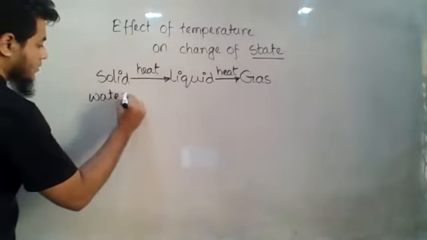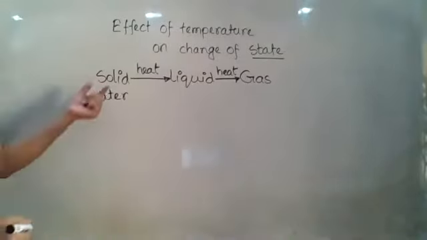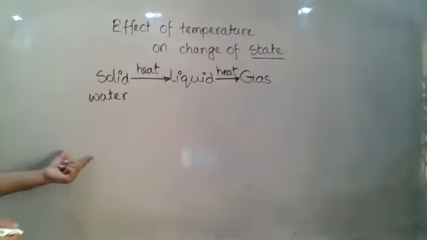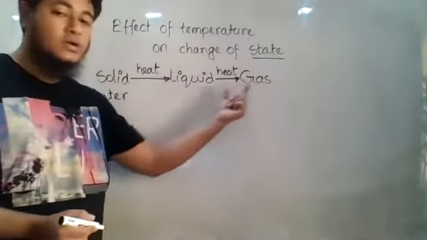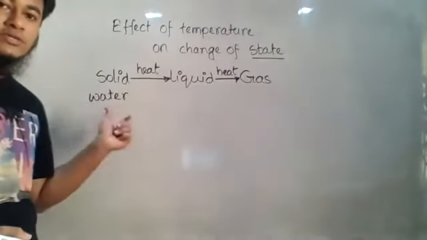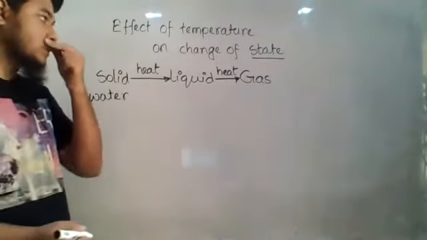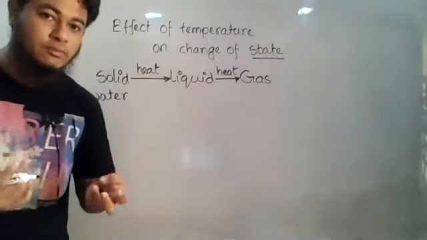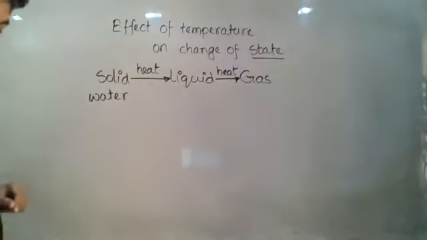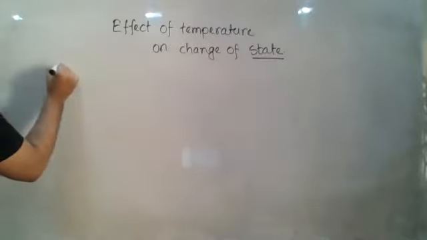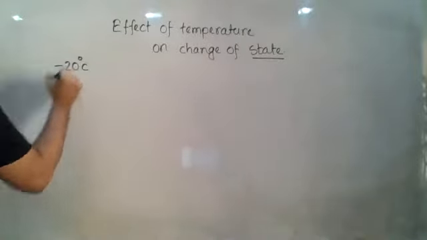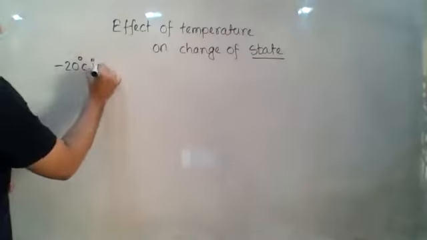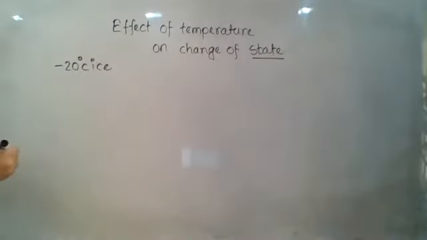We know that the solid state of water is known as ice, and the gaseous state of water is known as water vapor, and the liquid state is water itself, right? So when the state is changing, what is actually happening? Let us try to see. We will start from ice. Let us say I have the ice at minus 20 degrees Celsius temperature. Okay?